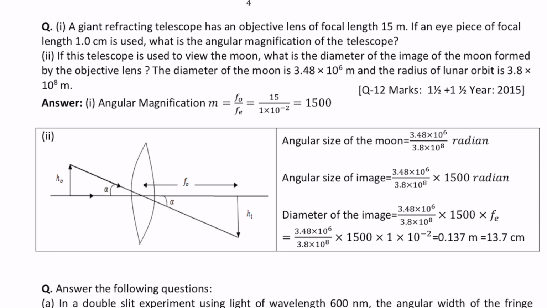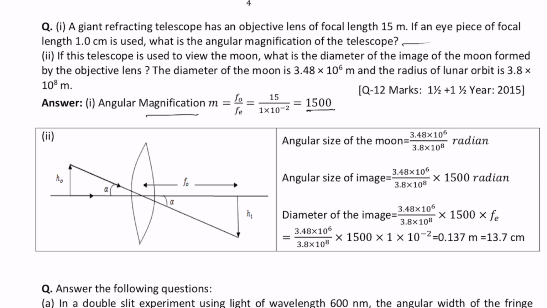Now, the angular magnification is given as FO by FE. FO is the focal length of the objective, FE is the focal length of the eyepiece. So it is 15 by 1 into 10 to the minus 2, this is 1500, correct? This is the angular magnification produced. Now, as per this figure, the first part is answered.